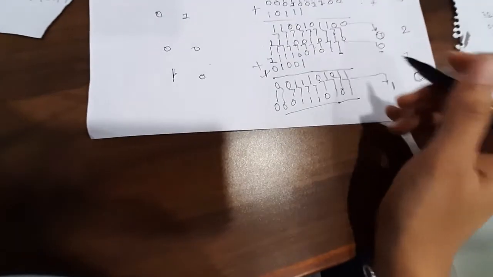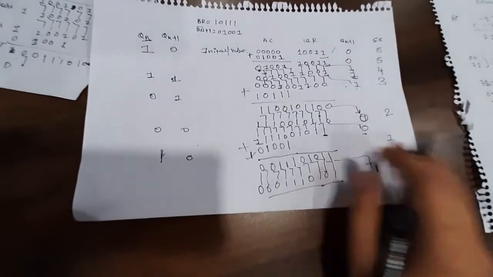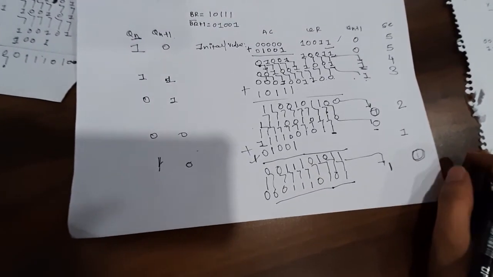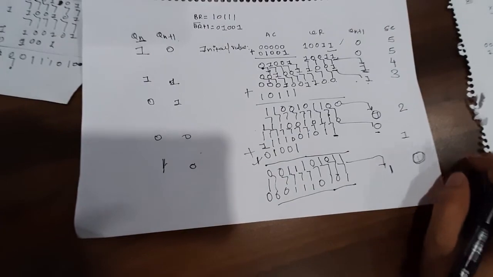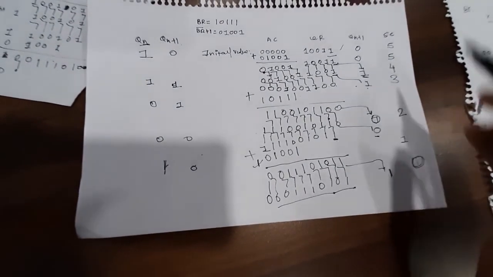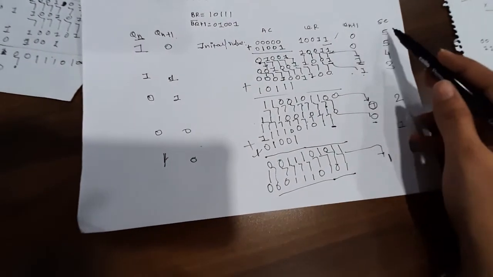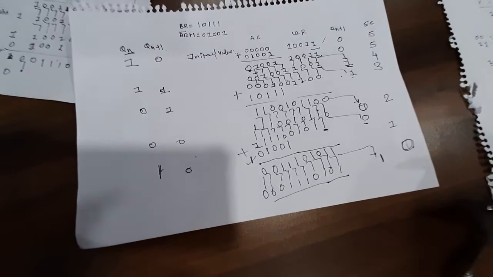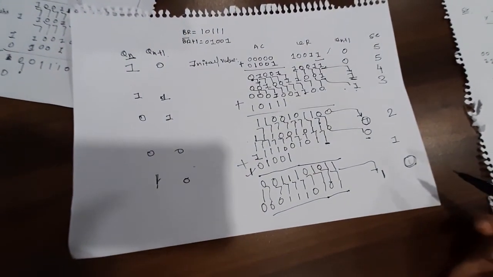Okay, so this is how we can perform Booth's multiplication with the help of Booth's algorithm, and we perform this cycle until the value of sequence counter becomes 0. Okay, so I hope now it's clear.